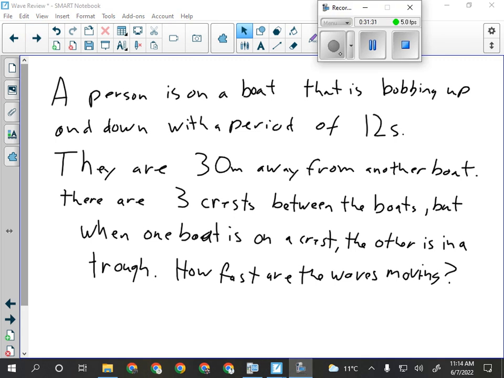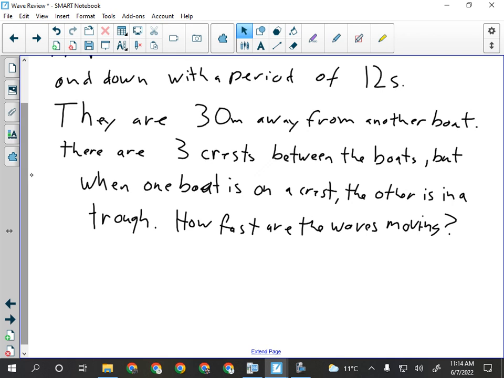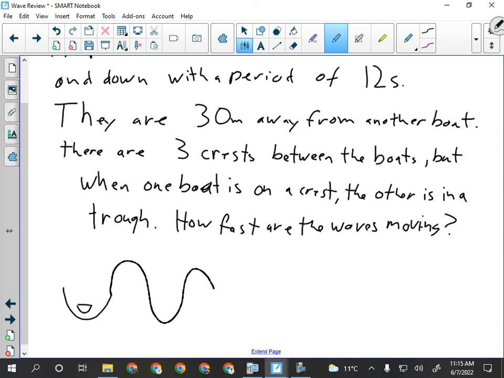So for this one, I would say the big thing is draw a picture so you get the wavelength right. Okay, they're 30 meters away from each other, but when one is in a trough, the other is on a crest, and there's 3 crests between them. So I'm going to start out with the guy in the trough. Okay, so this is the boat that's in the trough. Okay, and then there's going to be 1, 2, 3 crests between them. Okay, so there's the other boat.